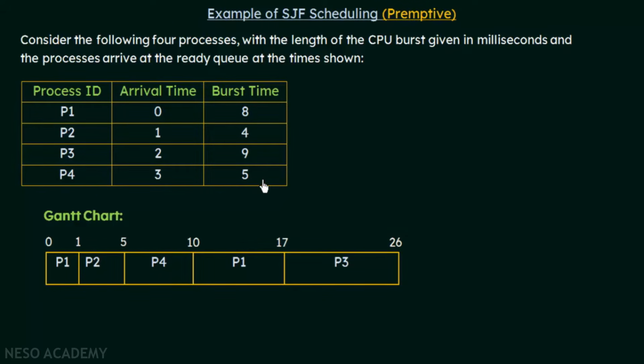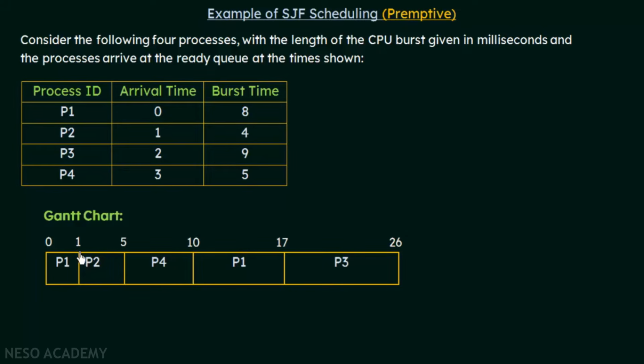Now another thing that you have to keep in mind here is that, see, when P3 arrives, the burst time is 9. Now we cannot say that at that moment the burst time of P2 was 4 milliseconds because P3 arrived at time 2. Now let us look at this chart and see what is the condition of P2 at 2 milliseconds.